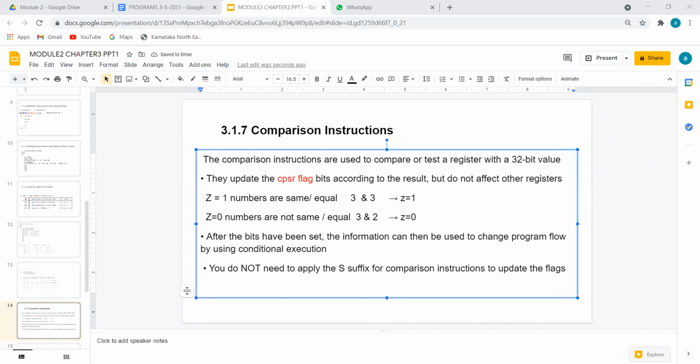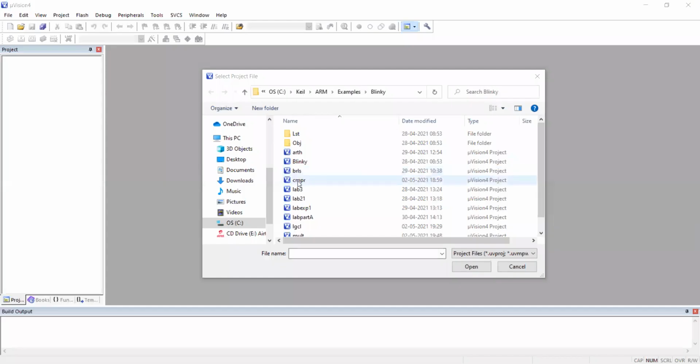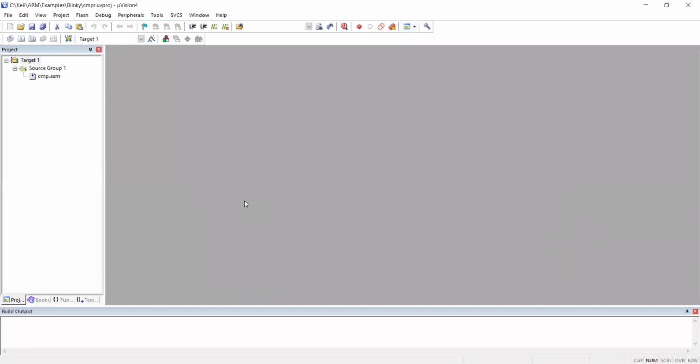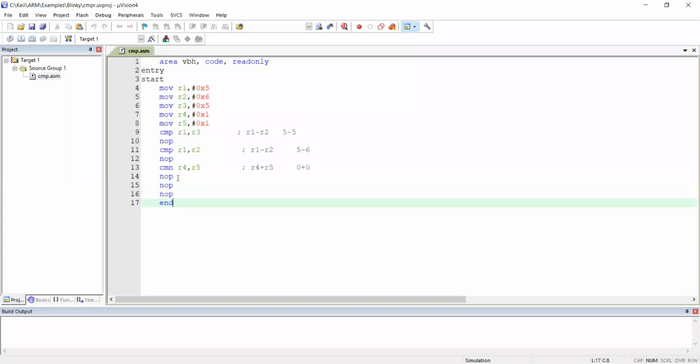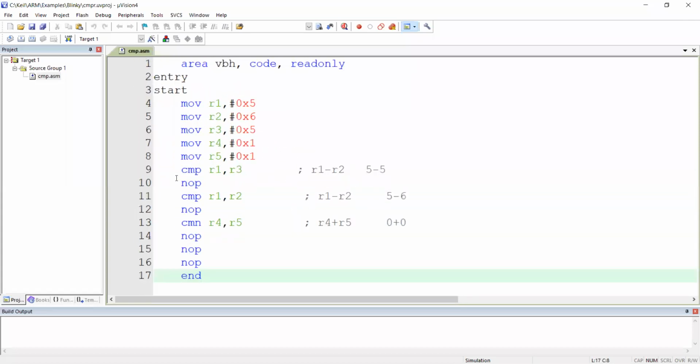Okay, so project, open a project. Compare program, and in that I have typed one comparison.asm file. I took some numbers, 5, 6, 5, 1, 1. So some of the numbers I took. Okay, now I am comparing. Hope you can see now properly.